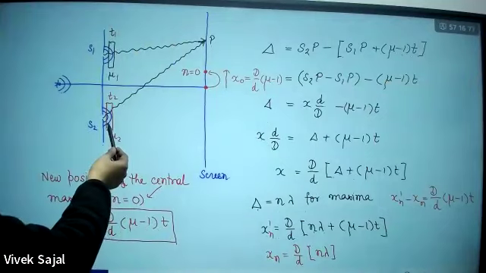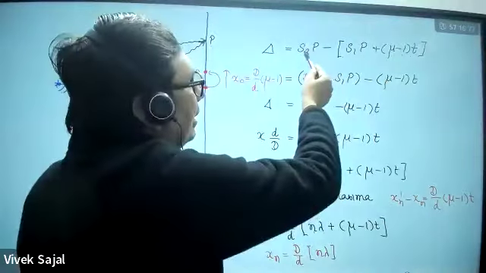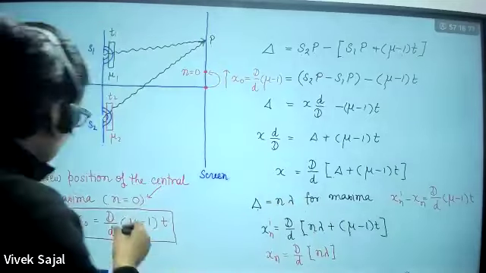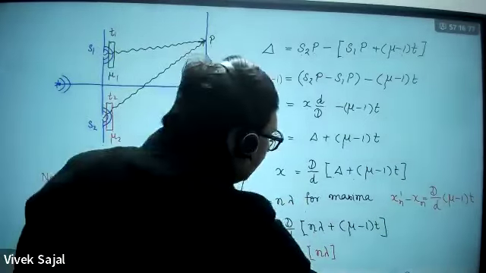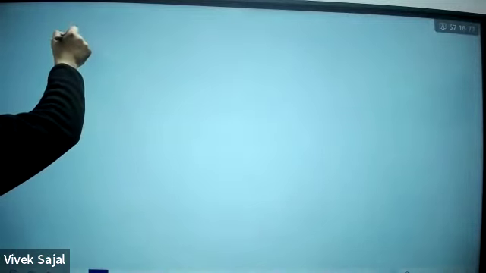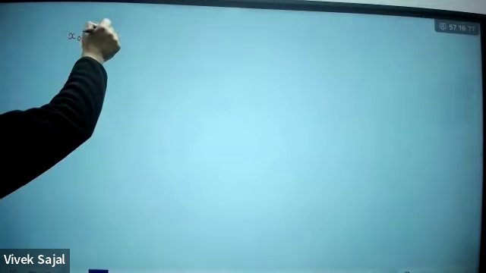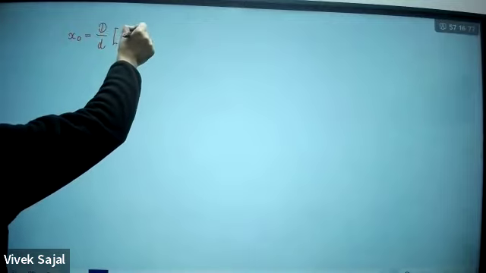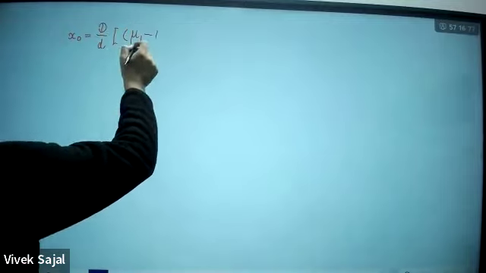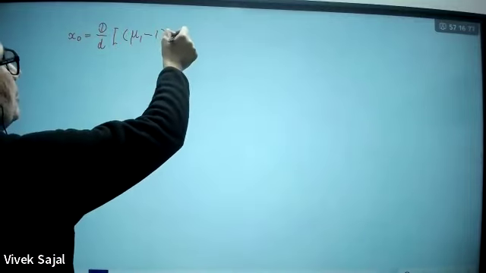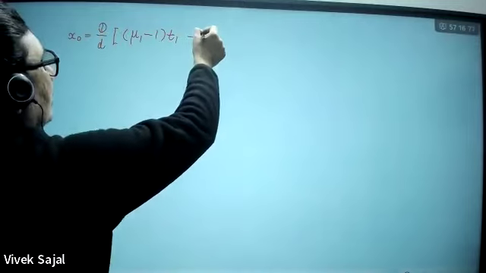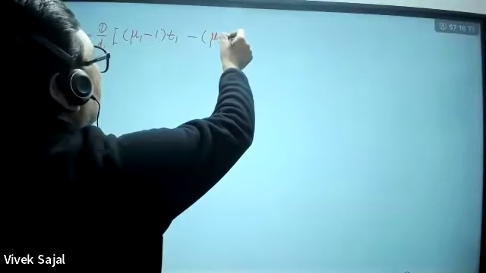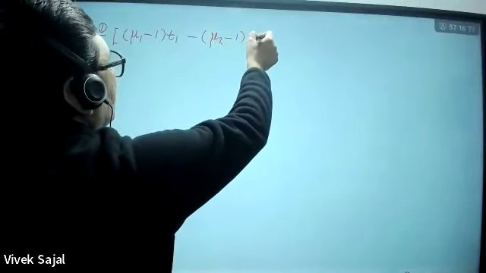When you introduce the second glass plate, there will be S2P plus (mu2 minus 1) into T. When you do all the calculation, x naught will be equal to capital D upon small d, times mu1 minus 1 into T1 due to the glass plate in front of S1, minus, with a minus sign due to the second glass plate in front of S2, mu2 minus 1 into T2.